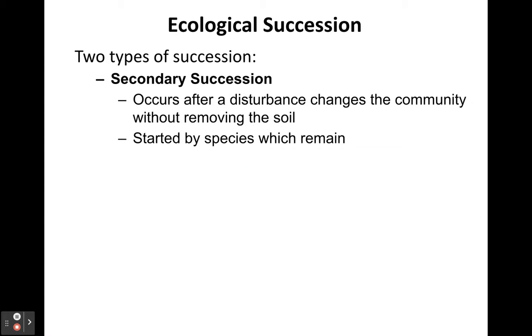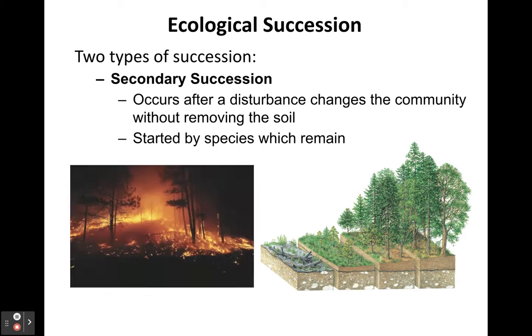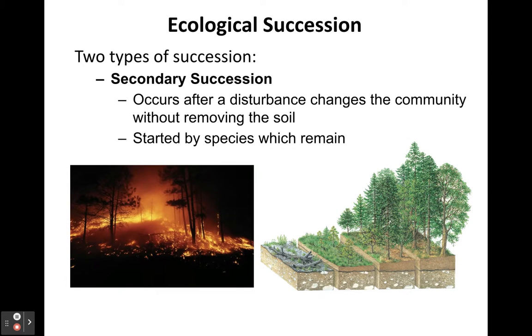The second type of ecological succession is secondary. This is where you have a disturbance that does change the community, but it doesn't remove or make the soil unavailable. So right away, there's going to be organisms or life, seeds, spores that remain after the disturbance. In this type of succession, there's already life there, and so it's going to progress much more quickly than primary succession. So a forest fire would be an example of this.